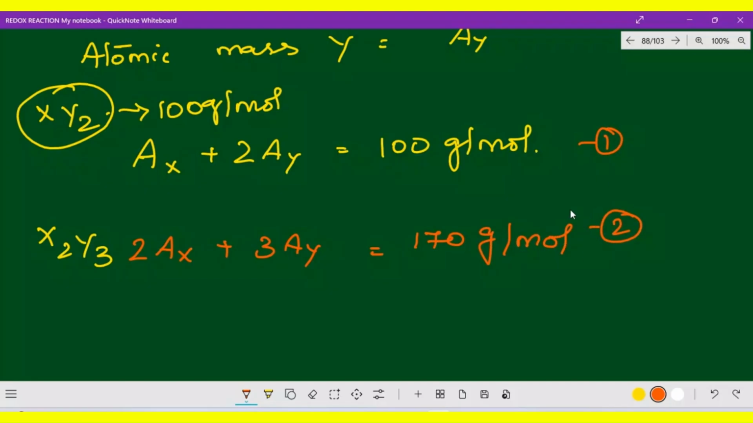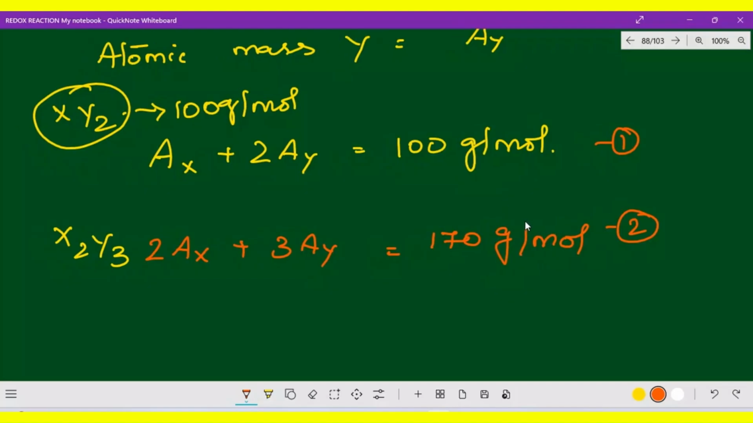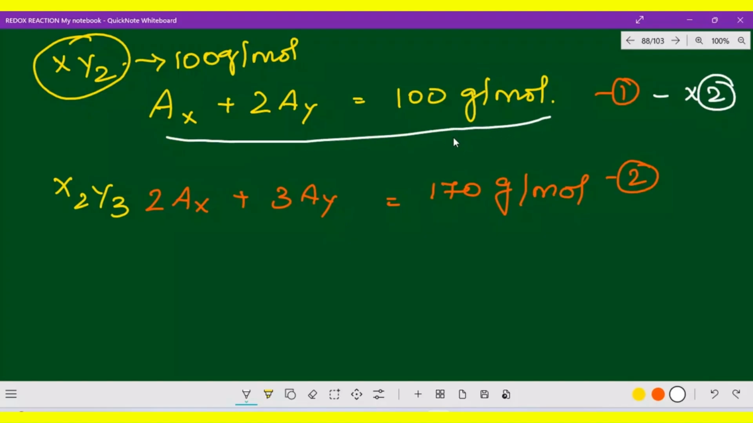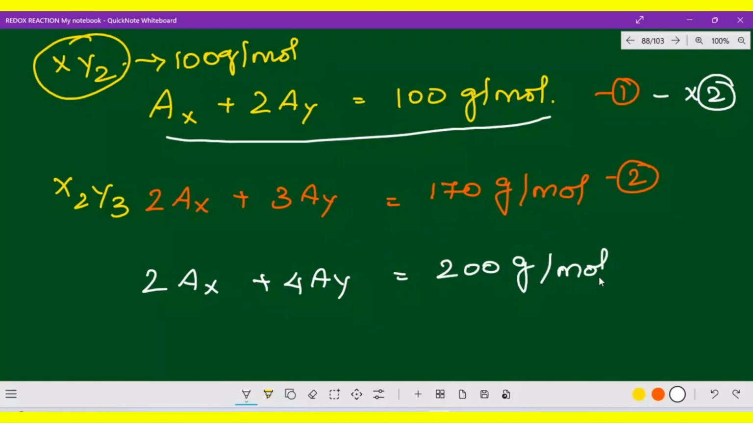Now here, for equation 1 and equation 2, we can multiply equation 1 with 2, to balance that equation. So when you multiply with 2, you will get 2AX plus 4AY. I hope you got that idea. So you're multiplying the complete equation, equal to 200 gram per mole. So this is equation 3. Now this and this will be cancelled.